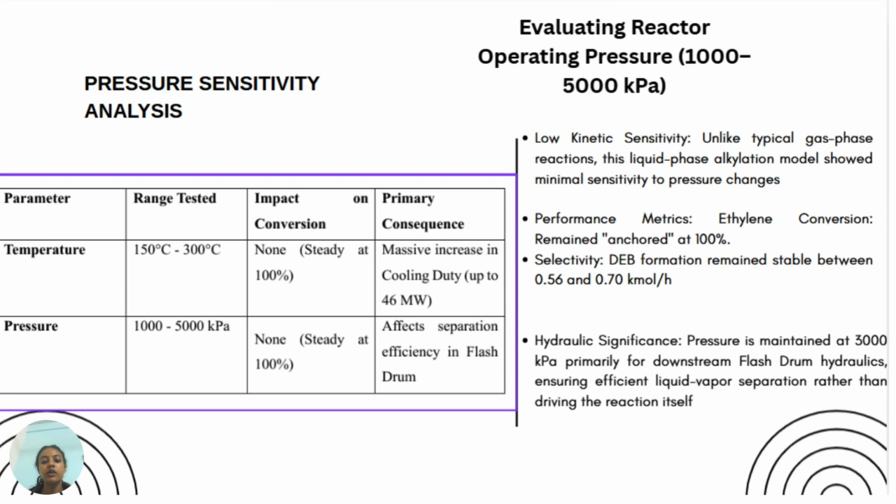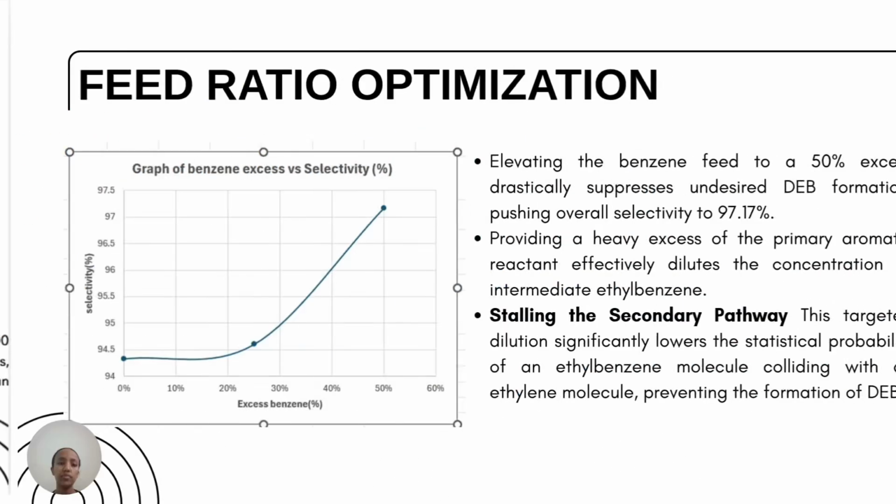So why do we have to maintain a base case pressure of 3000 kilopascal? It is not to drive the chemical reaction, it's to ensure the separation efficiency of our downstream flash drum. So, maintaining this pressure is critical for managing the hydraulics and keeping the reactants in the proper phase of separation. So, this is it for the pressure and temperature sensitivity analysis.